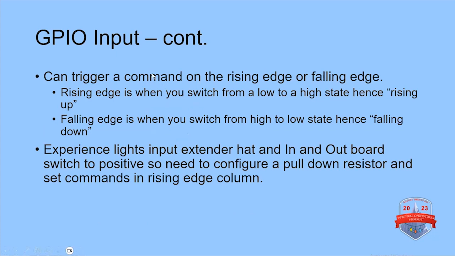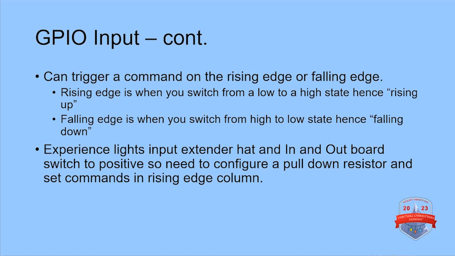When you push a button and you configure GPIO inputs, there are 2 columns on the page we're going to look at in a minute, one for rising edge and one for falling edge. Rising edge means you switch from a low state to a high state. If you set your pin low and switch to a positive voltage, it rises from 0 to 3.3 volts. Falling edge is when you fall down, going from 3.3 down to 0. Those are the trigger events that will trigger your commands.